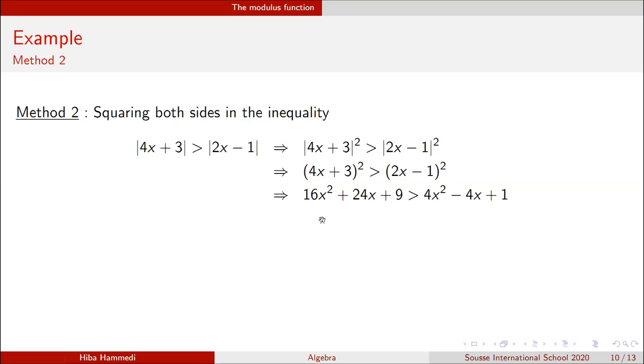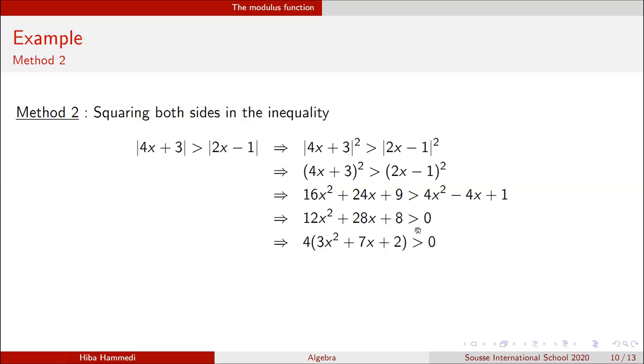Right, and after writing it like that, I just need to rearrange it and collect all the like terms. So I send 4x squared to the other side with negative sign. So 16x squared minus 4x squared is equal to 12x squared. And if I send negative 4x to this side, well, it will go with a positive sign. So I will have 24x plus 4x is equal to 28x exactly, and then I will send 1 to the other side with a negative sign. So 9 minus 1 is equal to 8 exactly.